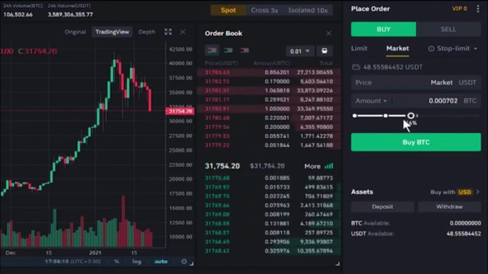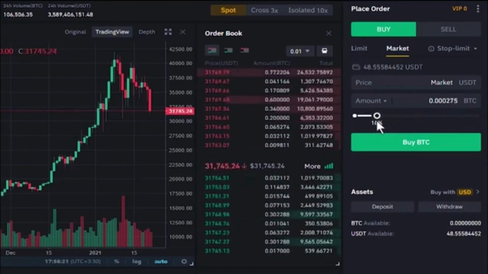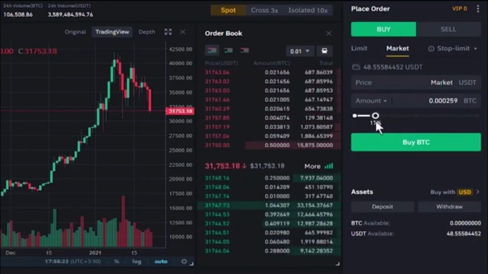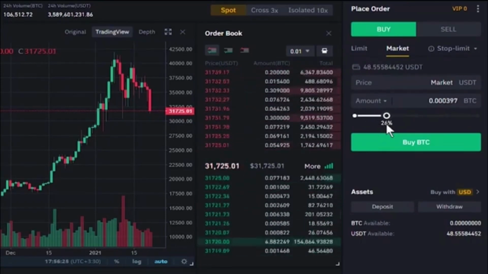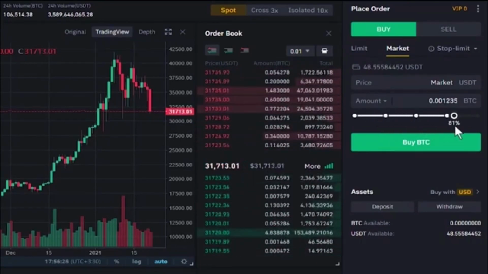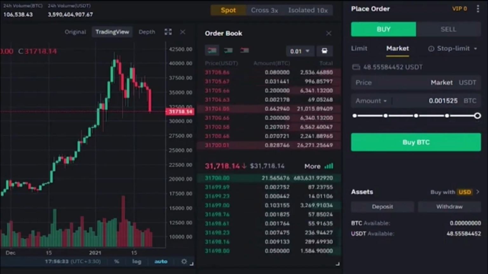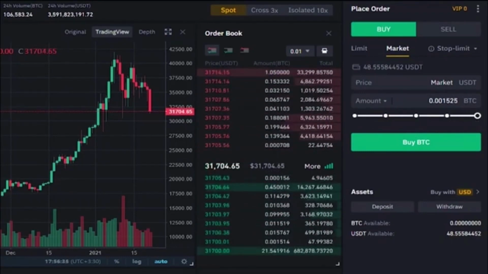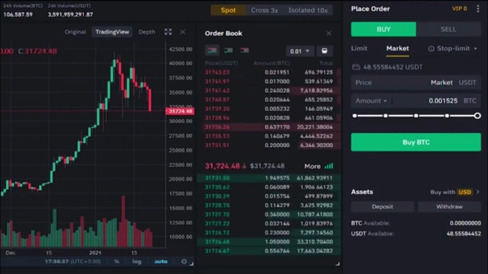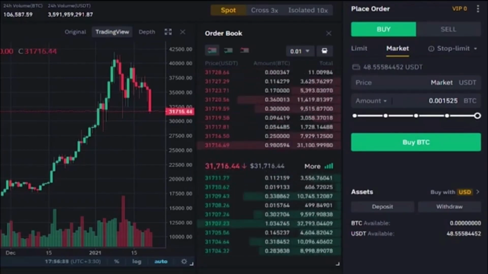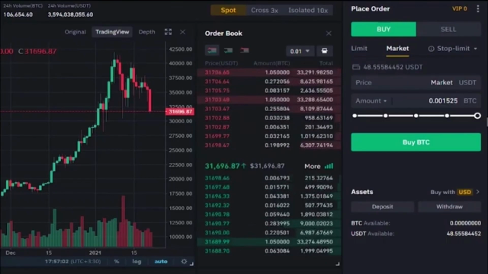Here also we have a slider that helps us to set the amount easily by dragging, as you can see. By the help of this slider, you can easily set the amount as a percentage of your available Tether, for example 25% or 50%, 80%, or you can set to maximum 100%, and you will buy Bitcoin at the current price of the market with all your available Tether, which gives you something like 0.001 BTC.